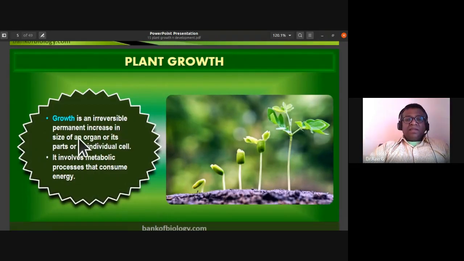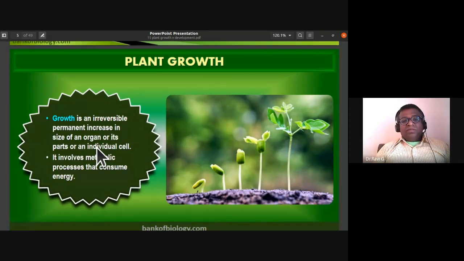So let us define growth. Growth is an irreversible, permanent increase in size of an organ or its parts or an individual cell. So growth is irreversible. See, a tree which has grown up cannot grow back into a seed or a seedling. That is not possible. So that is why we call growth an irreversible, permanent increase in size of an organ. It can be a fruit, it can be the stem, it can be the root.